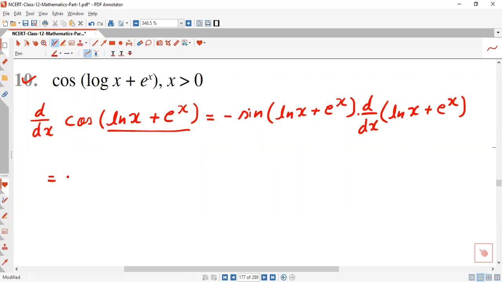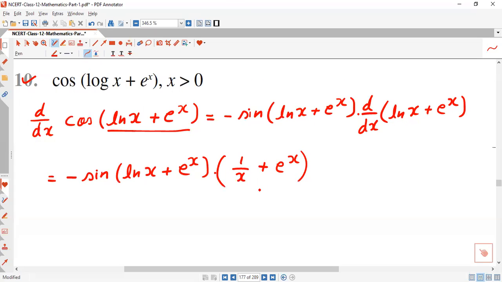So in the next line we write down minus sine of log x plus e raised to x, into differentiation of this part. We say log x will be 1 upon x and e raised to x will remain as e raised to x. Further simplification is not required. That will be the end of this.